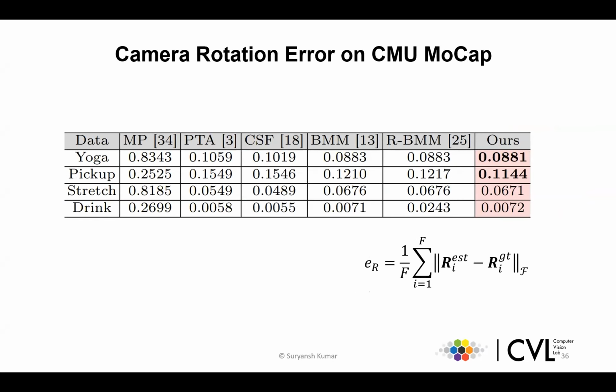This is camera rotation error. There are not many data sets where they calibrate the camera, but there is a data set from CMU that I found, they have some camera, and we perform consistently well, basically. If you look at this metric, this is just 10 to the power minus, very close, very close.